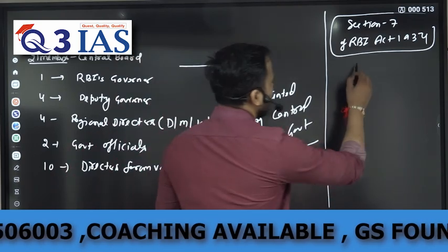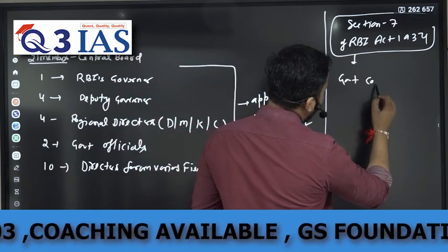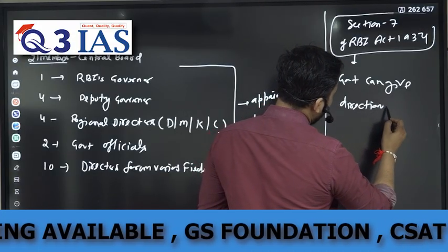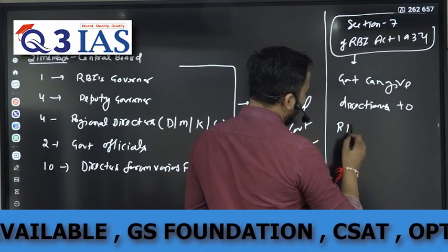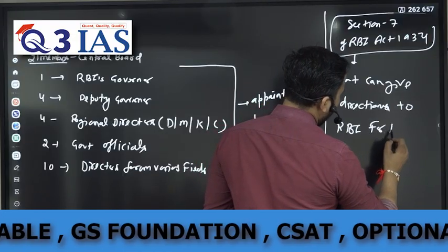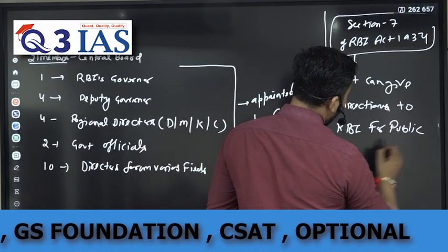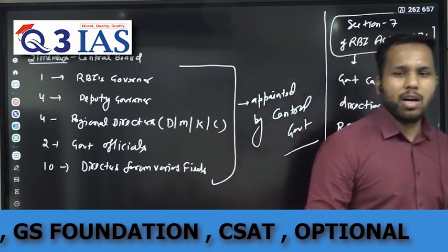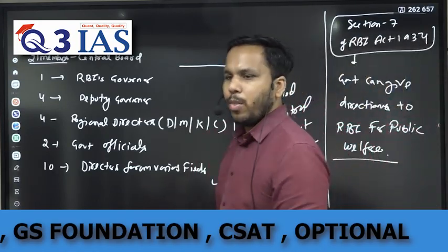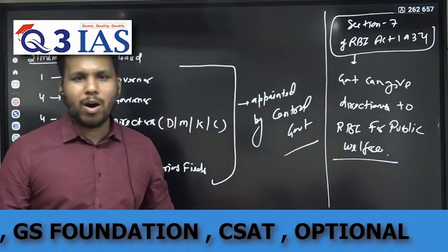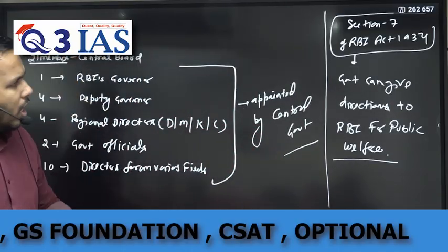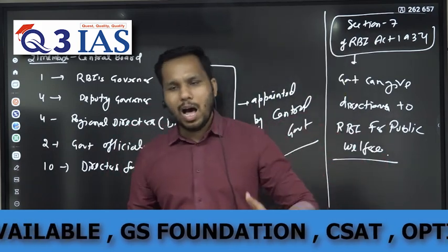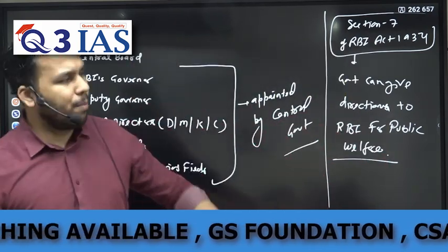In that case, the government can give directions to the RBI for public welfare, yes or no? So basically there is a clause which maintains the power, the sovereignty of the government to provide directions to the RBI. In such cases it may be possible.